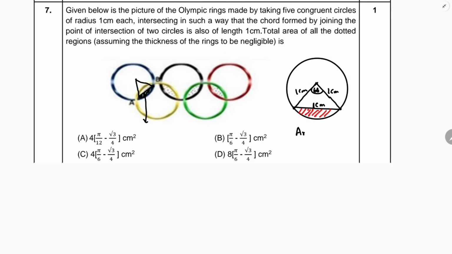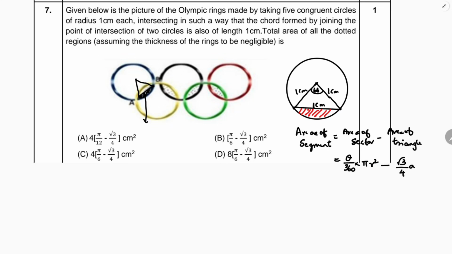Area of segment is area of sector minus area of triangle. Area of sector is theta by 360 into pi r square, minus area of triangle, as it is an equilateral triangle, root 3 by 4 a square, because the radius is 1 centimeter and the chord is also 1 centimeter. So theta is 60 degrees: 60 by 360 into pi, radius is 1, minus root 3 by 4, radius is 1. So 60 by 360 is 1 by 6, so you'll get pi by 6 minus root 3 by 4.